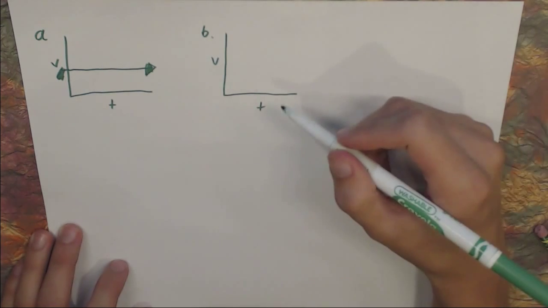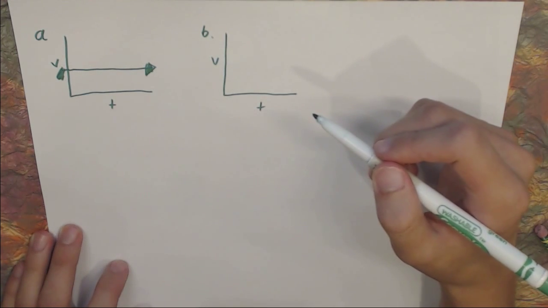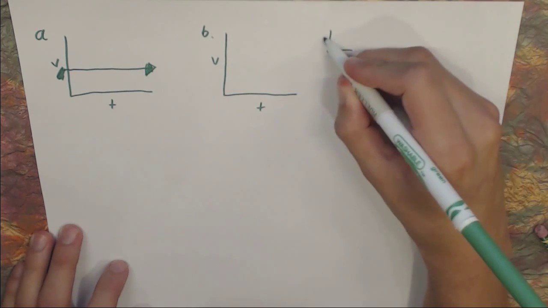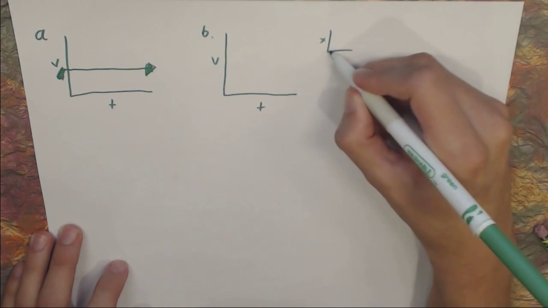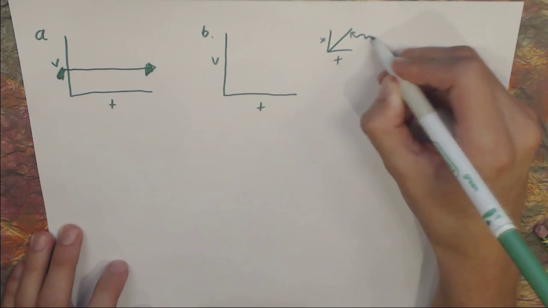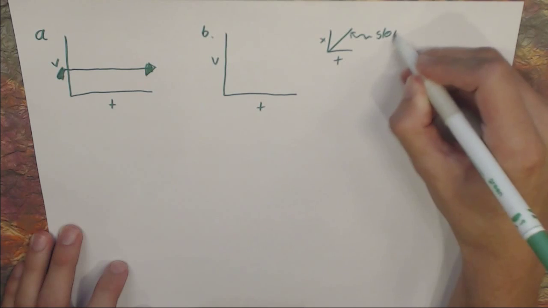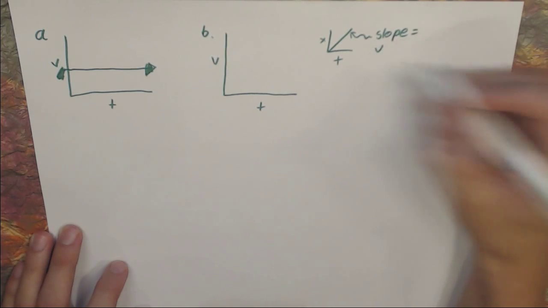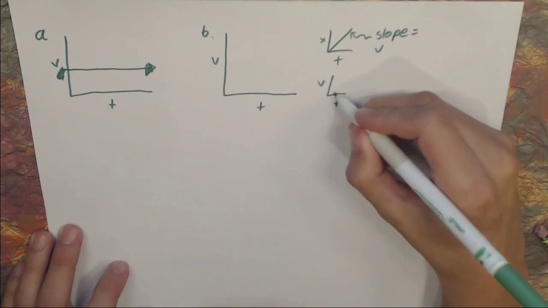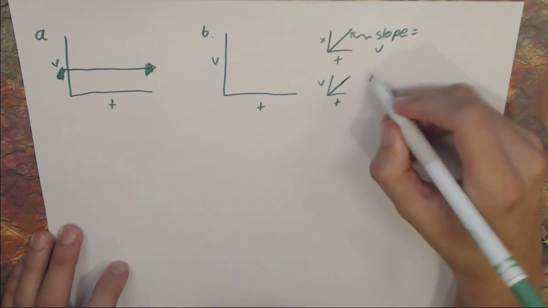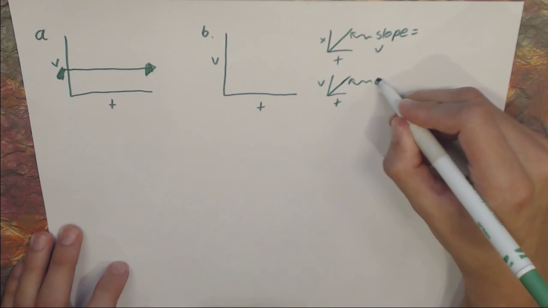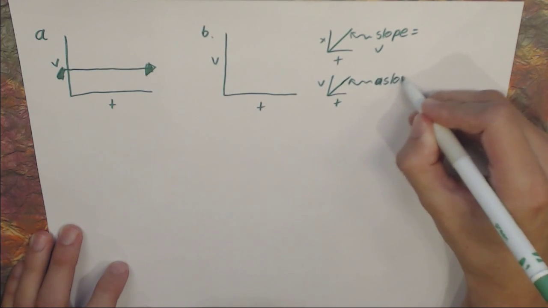So just like velocity is the change in position over the change in time, if we have a position versus time graph, velocity is going to be the slope of this graph. Slope equals velocity. If we have a velocity versus time graph, acceleration is going to be the slope of this graph.